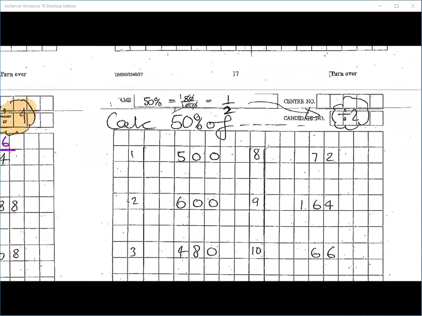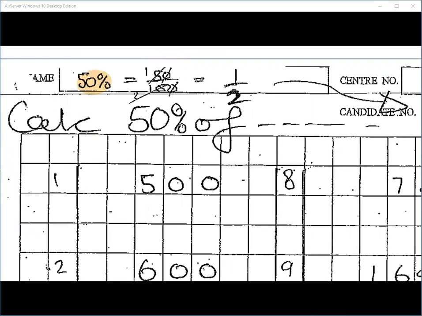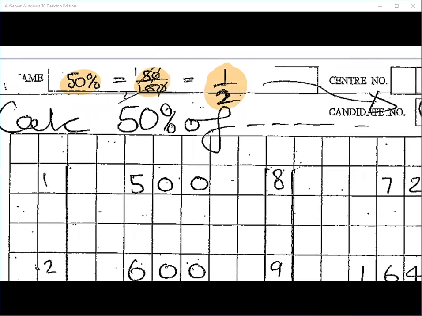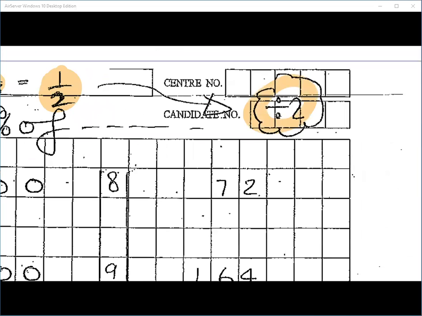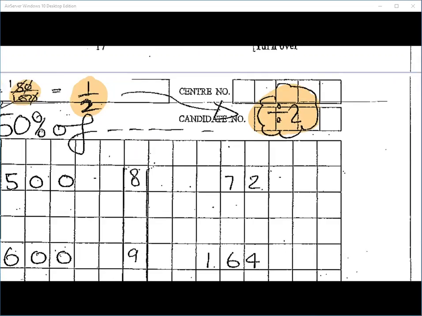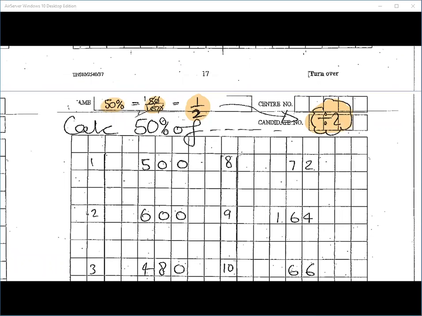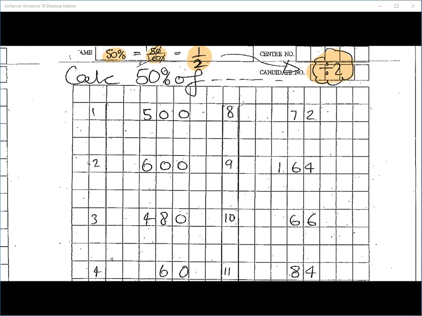Similarly, if you're looking at 50%, what's 50% as a fraction? 50 over? 100. It cancels down to? A half. And a half can be worked out by doing what? Dividing it by 2. So what would be the method for this one? We can show it as divided by 2. How many 2s are in 500, Ariana? 250.